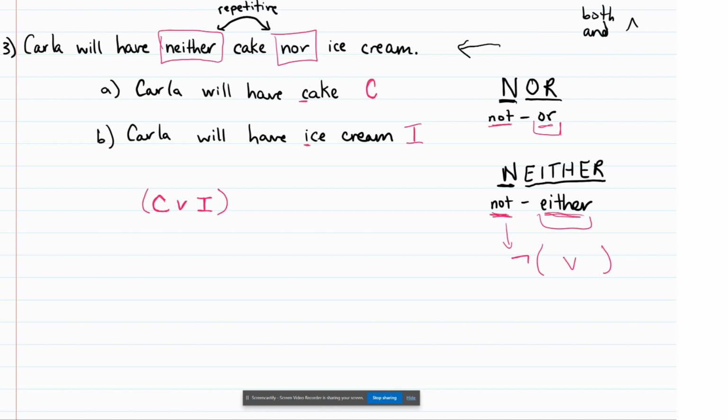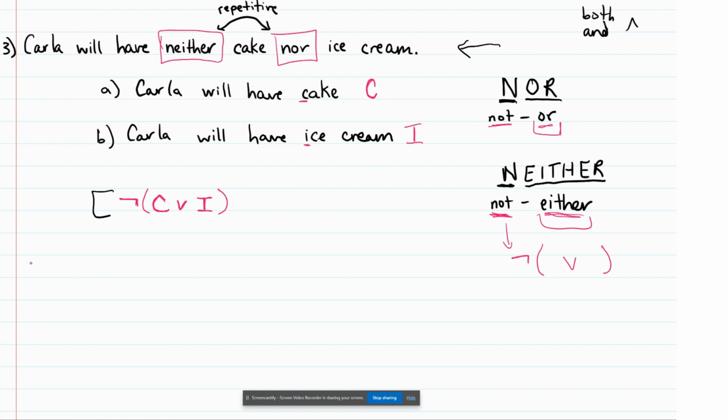What we're going to do here is we're going to say, it's not the case that Carla will have cake or ice cream. It's not the case that Carla will have cake or ice cream. And so we're negating that big disjunction. That seems to be what neither nor does. And so now we're going to go back through and we're going to check to see if our translation is in fact correct.